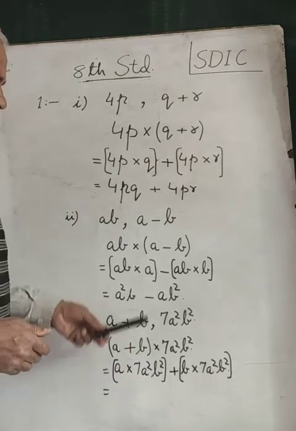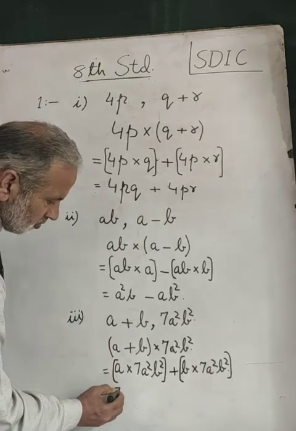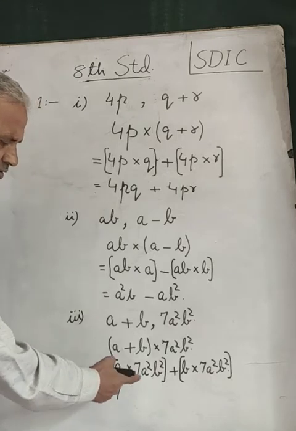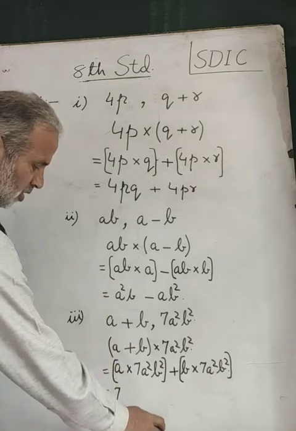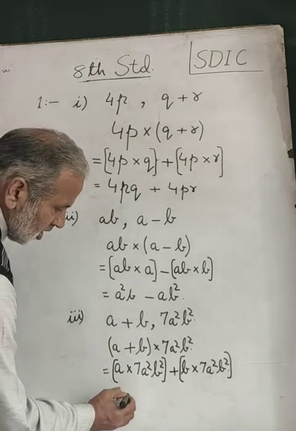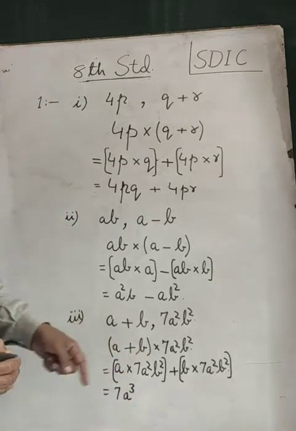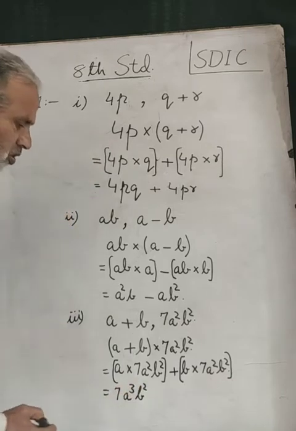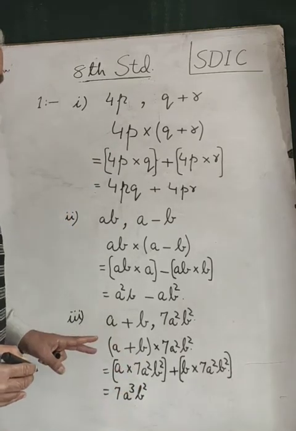And for multiplying them, same procedure. Coefficients will be multiplied, we'll get 7. Coefficient of the first monomial is 1, coefficient of the second is 7, so 7 ones are 7. As you multiply variable parts, a's will be multiplied first, bases are same, powers are added, you'll get a cube. 1 plus 2 is 3. B will remain as b square because that b is not in the first monomial. So it will continue to remain b square.